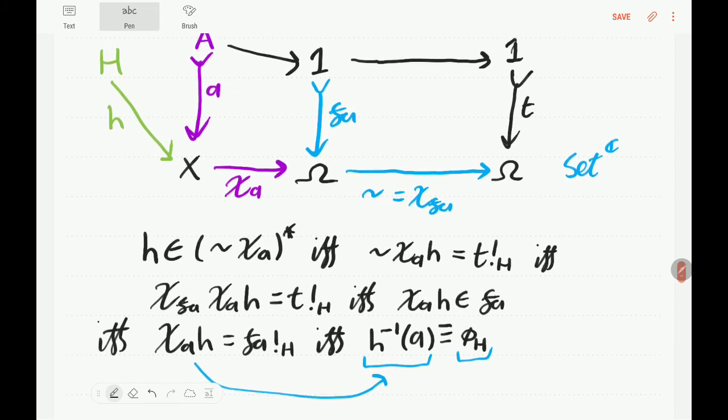So what's the bottom line here? Well, the bottom line is that an arrow h is going to be in this negation of subobject A, or whatever we want to call it, the subobject classified by not chi of A, if and only if the inverse image of this subobject A along h is the empty subobject.